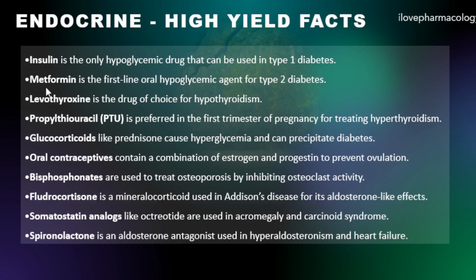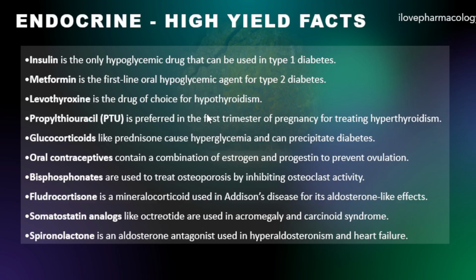And metformin, what we can say, is a known drug across the globe and is the first line oral hypoglycemic agent for the treatment of type 2 diabetes. So levothyroxine is a drug of choice for chronic hypothyroidism. Levothyroxine is a T4, which has the property of slow onset of action and longer duration of action.